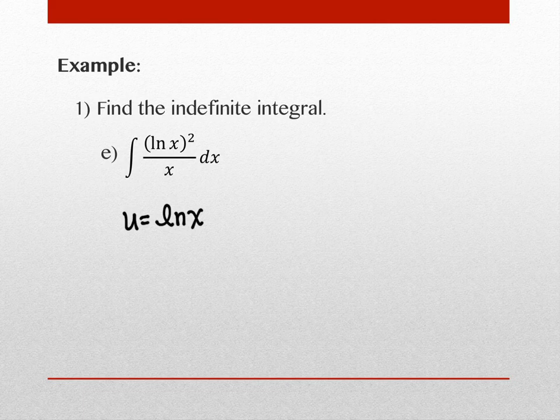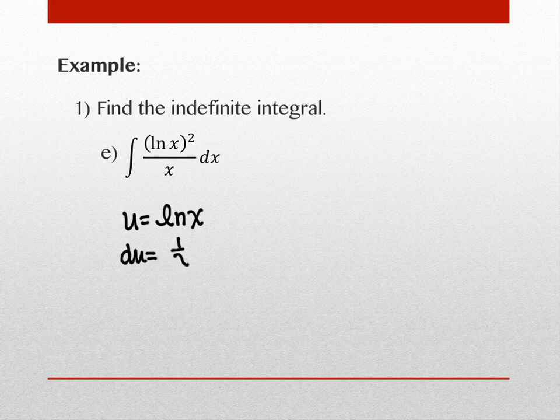You might be tempted to think, can I bring the 2 in front? You can't. That property for logs applies if the 2 was on the x only, like if it said natural log of x squared. It doesn't say that. The whole natural log is being squared. Okay, so resist the urge to move the 2. It's just going to stay put for the moment. But what is the derivative of the natural log of x?